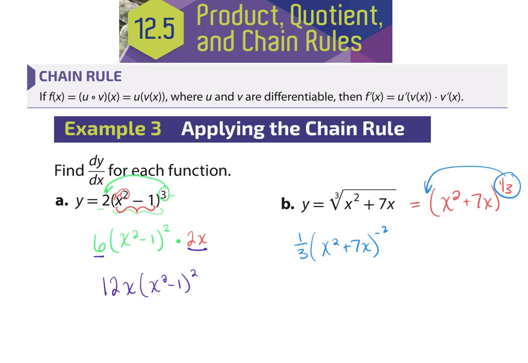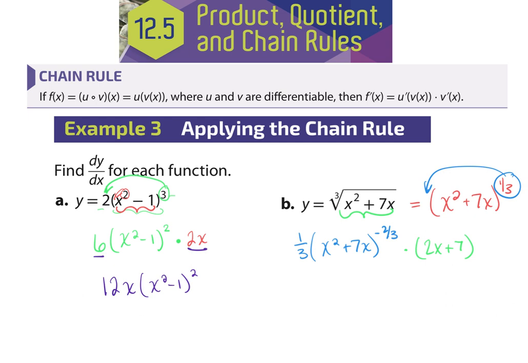Negative 2/3, right? And then I'm going to multiply by the derivative of this inside piece. The derivative of the inside piece is just going to be 2x plus 7, right? Multiply by the 2. I personally would just do numerator denominator here. I don't know how they did it, but that's how I would do it.